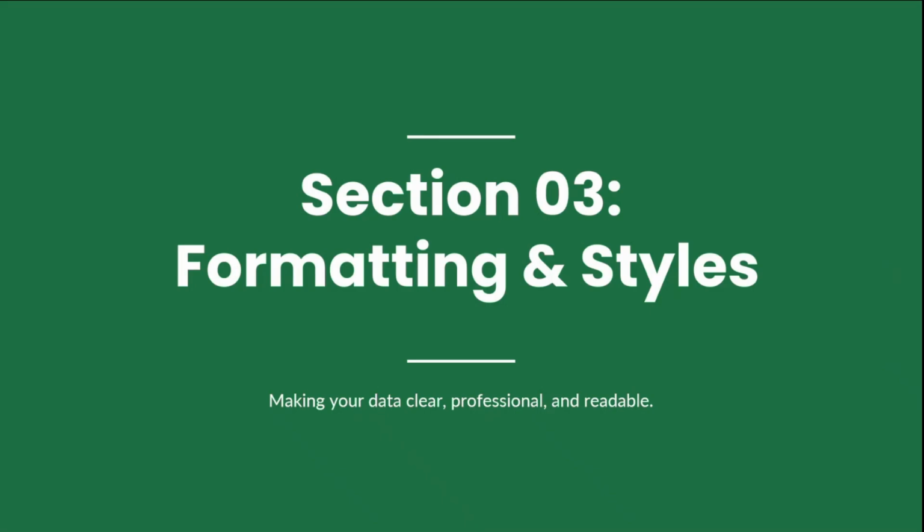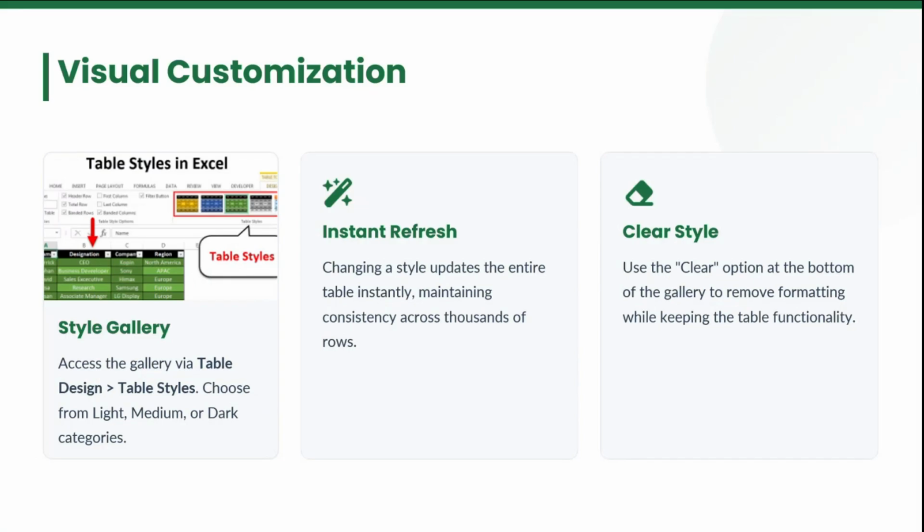Okay, so now let's talk about formatting and styles. Here is where we make our data clear, professional, as well as readable. Tables, we can also visually customize them. You can go to the style gallery. You access the gallery via table design styles. You choose from light, medium to dark categories.